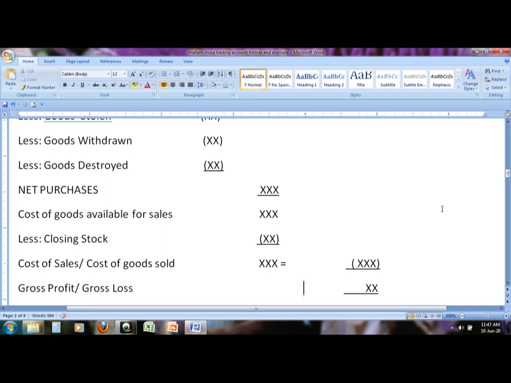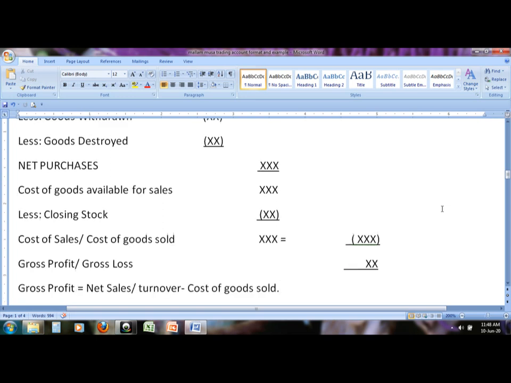After subtracting cost of goods sold from the net sales, the amount we get is either gross profit or gross loss. It depends on the amount of cost of goods sold and the amount of net sales. If net sales is greater than cost of goods sold, the amount we get is a gain, a profit. That means we are having gross profit. But if cost of goods sold is greater than net sales, we get gross loss.